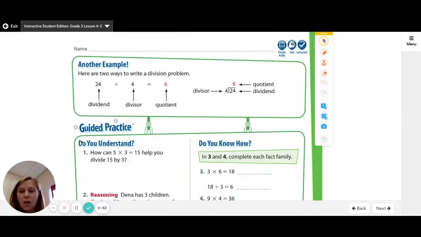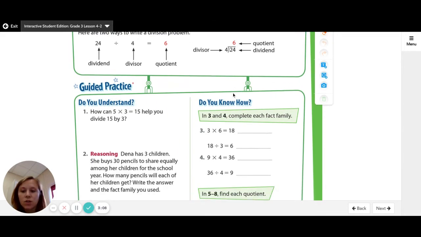Let's turn the page. As a review, when we're dividing, we know the dividend is the big number we start with. The divisor is what we're dividing by, and the quotient is that answer. Sometimes we see division written in the second way. This is saying the same thing, 24 divided by 4, and then we put the answer on top, the quotient.